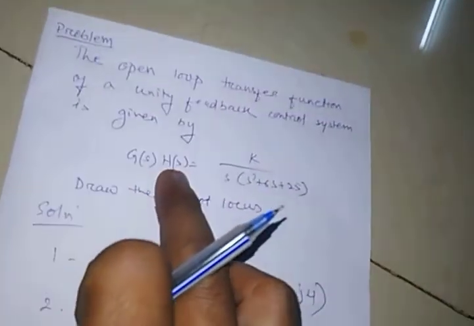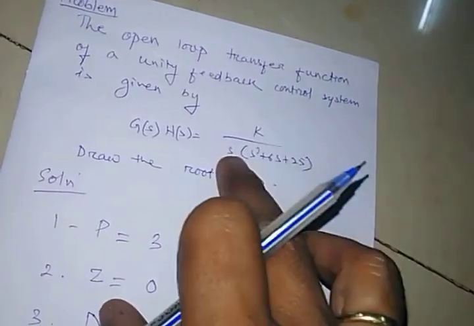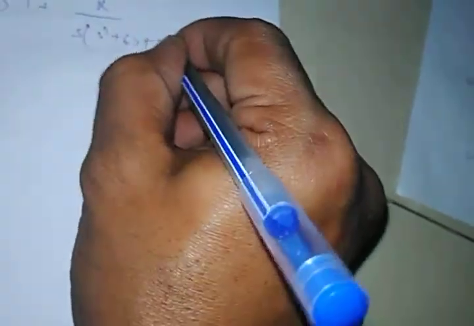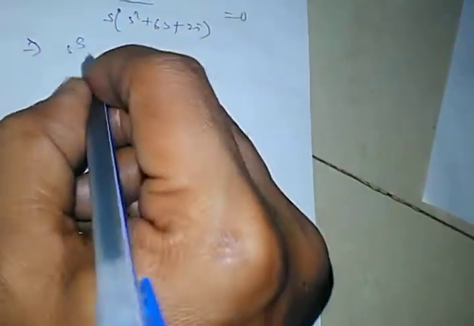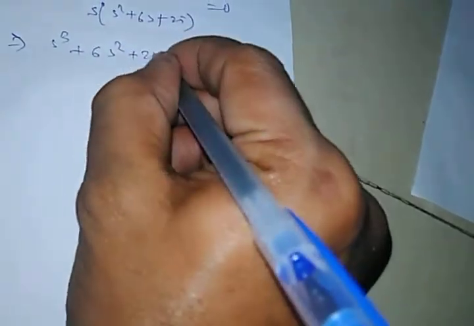The characteristic equation will be found from 1 plus GSHS equals 0, where GSHS equals k divided by s into s square plus 6s plus 25. So 1 plus k by s into s square plus 6s plus 25 equals 0. This implies, when I expand this, s cube plus 6s square plus 25s plus k equals 0. This is the characteristic equation.